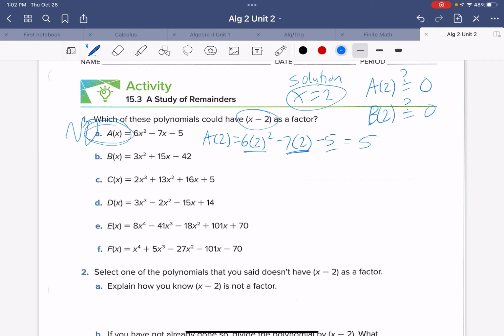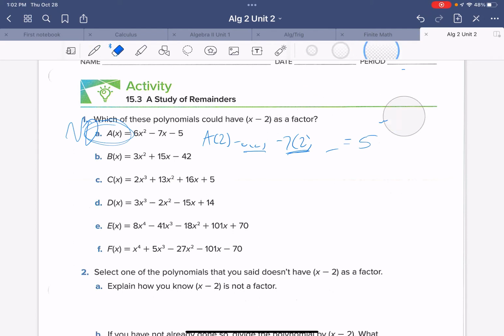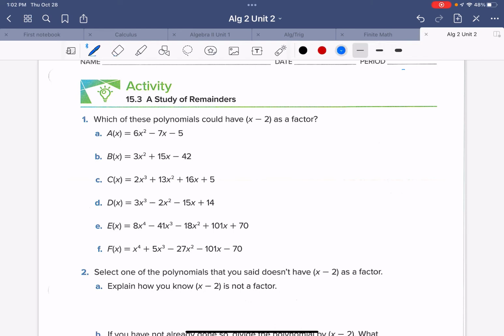Now here's the weird part about this: what if we actually did divide it? What if we did divide it? Let me clean this up again. Big eraser. What if we actually really did divide this? So we know right now that a of 0 is equal to 5. Now watch this. I am going to divide it.